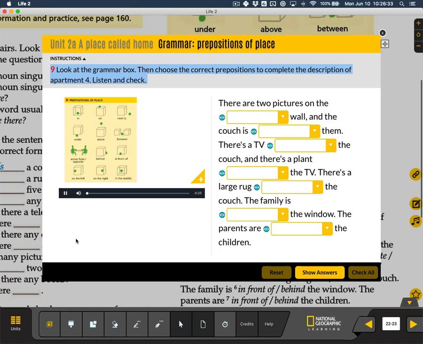Here we go. There are two pictures on the right wall, and the couch is under them. There's a TV opposite the couch, and there's a plant next to the TV. There's a large rug under the couch. The family is in front of the window. The parents are behind the children.